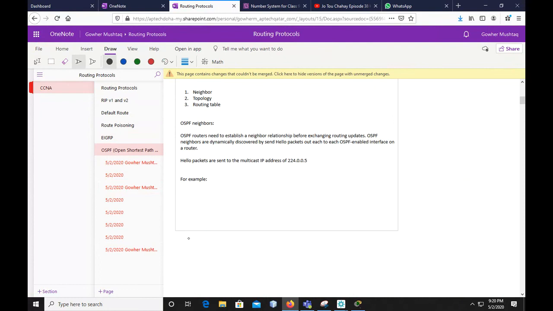Not an issue, we'll draw it. Suppose there is one router and here is another router. This is router R1 and this is router R2. And they are configured, and OSPF is configured. So routers R1 and R2 are directly connected, right?